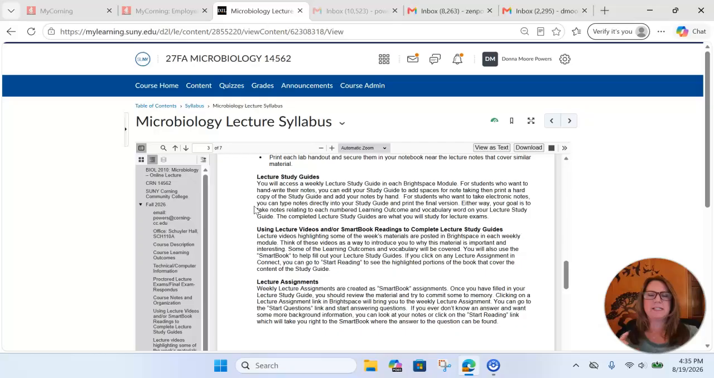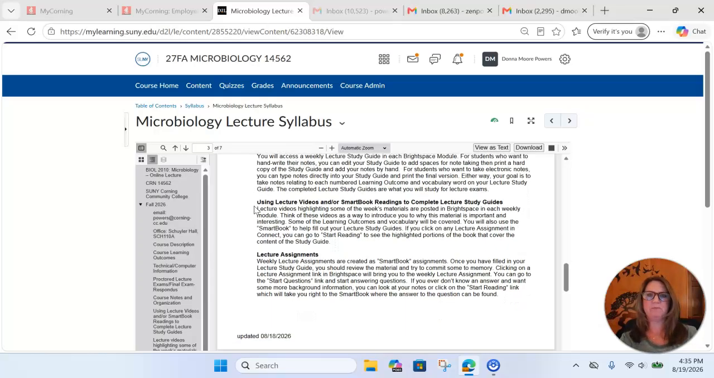You can always adjust the number of returns or spaces between the different learning outcomes on the study guide so that you have plenty of room to write. If you just absolutely have to type it, you can do the same thing with that. You download it, you type up your answers on the study guide.